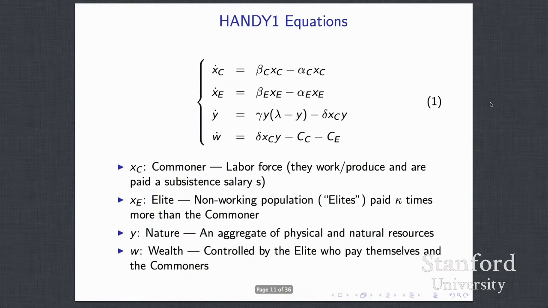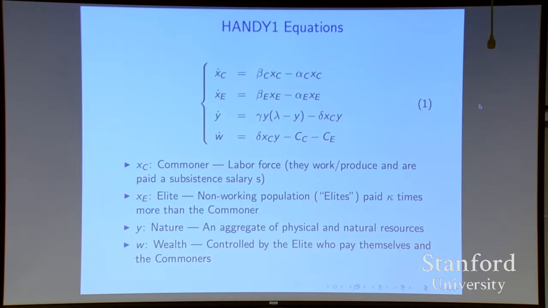So going into the model itself, as I said, it's a minimal model with only four differential equations. XC is the commoner population, XE is the elite population, Y is nature, and W is wealth. So these are birth rates and death rates for elites and commoners, which are different, as we'll see shortly. They depend on consumption levels, and because consumption levels are different, the death rates are different. Nature, we assume, regrows with this logistic function. Then there is depletion of nature, which goes directly into physical production. And then there's consumption for commoners and consumption for elites.